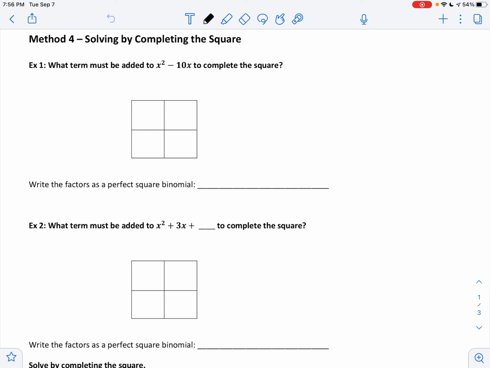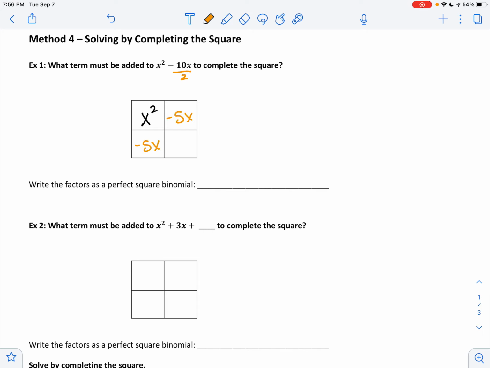Well, if you look down here, we have a box, right? And we want this shape to be a square and not a rectangle. Remember, the difference between a square and a rectangle is that all four sides are the same length. So our first term, x squared, is going to go in the first box. And because I want this to be a square and not a rectangle, I need to cut this second term in half. Negative 10x divided by 2 is negative 5x.